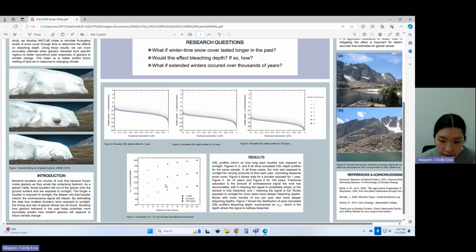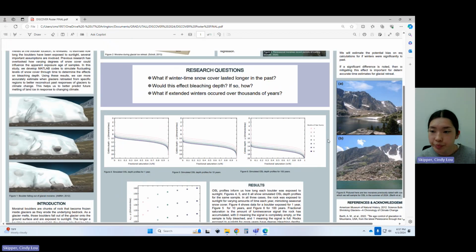In this one, you can see that the distribution of each simulated OSL profile's bleaching depth is summarized as x half, which is just the depth where the signal is halfway bleached. This right here is fractional saturation, which is the amount of luminescent signal that the rock has accumulated. 0 means that the signal is completely empty or the sample is fully bleached, and 1 means that the signal is full. If rocks have been exposed to sunlight for more years, they have deeper bleaching depths, as well as rocks with more months of sun per year.